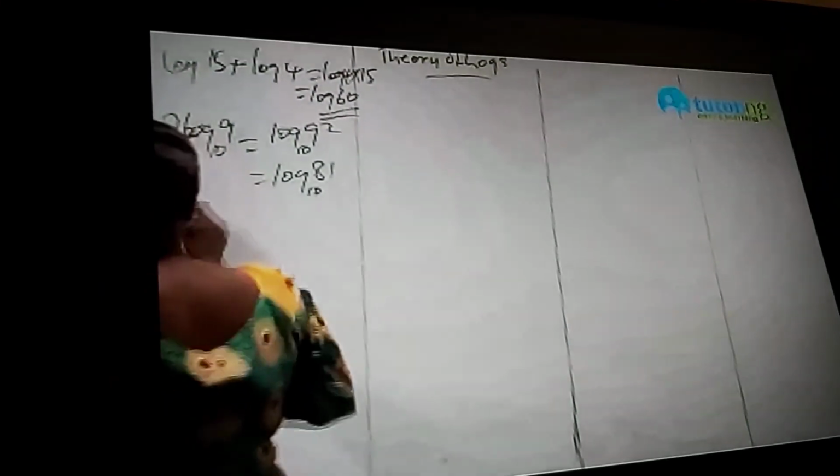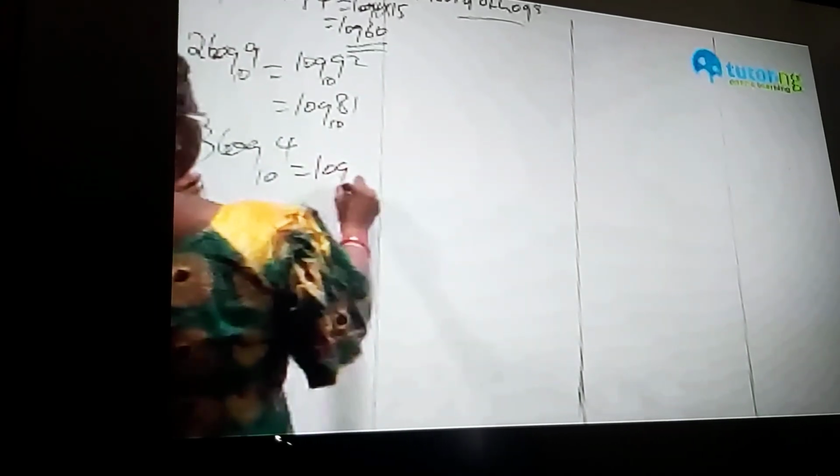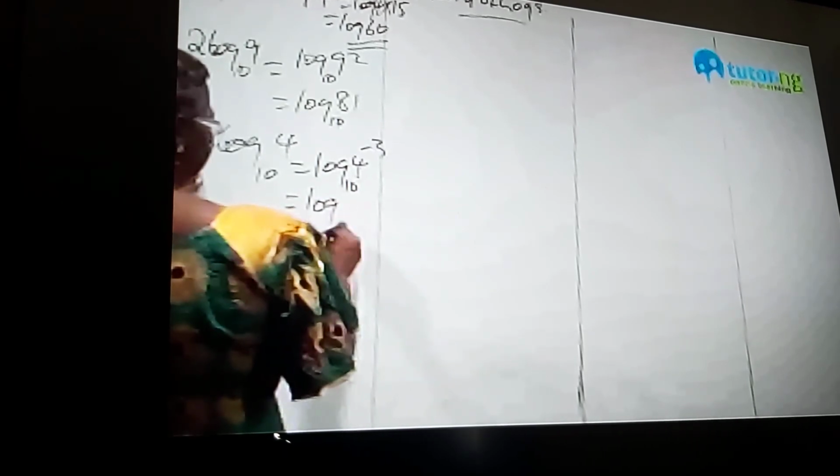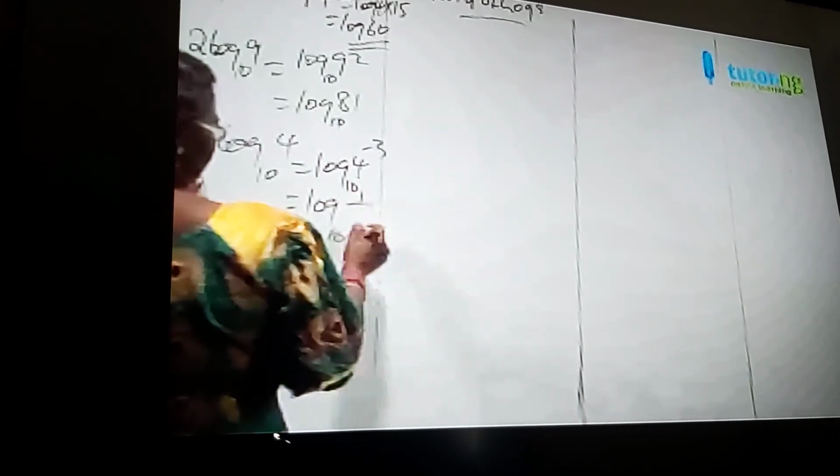Minus 3 log base 10 of 4. Again, this is power. So you just change this to log base 10 of 4 raised to the power minus 3, which is log base 10 of 1 over 64.